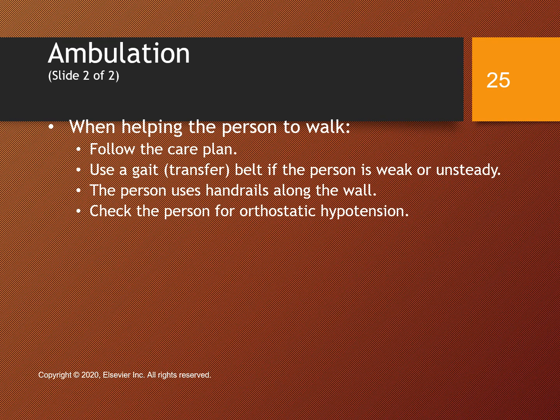When helping the person to walk, you follow the care plan. Use a gait belt for transferring, to hold on to, so if they should start falling, you're just going to let them slide down gently. Use a gait belt if the person is weak or unsteady. The person uses handrails along the wall. Check the person for orthostatic hypotension also.